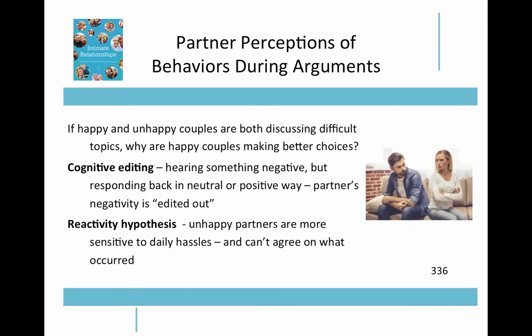If happy and unhappy couples are both discussing difficult topics, then why are happy couples making better choices? Well, one idea is what's called cognitive editing. That's when people hear something negative, but they respond back in a neutral or positive way, so their partner's negativity is edited out. And I think that really works well because you don't have to just escalate an argument. You can just try to diffuse it.